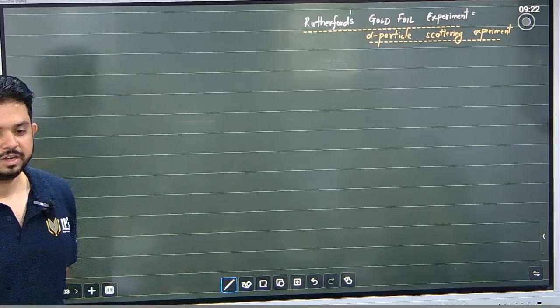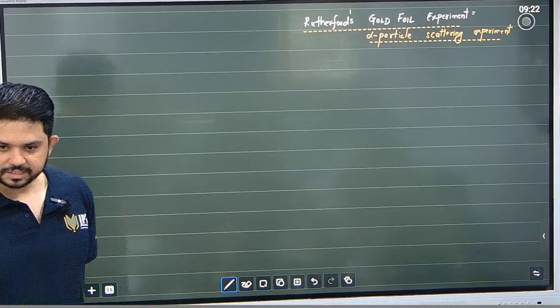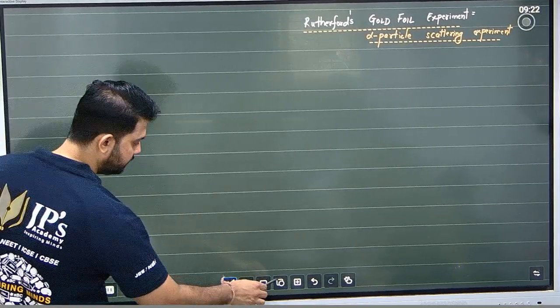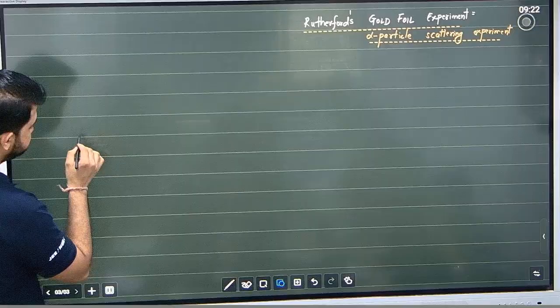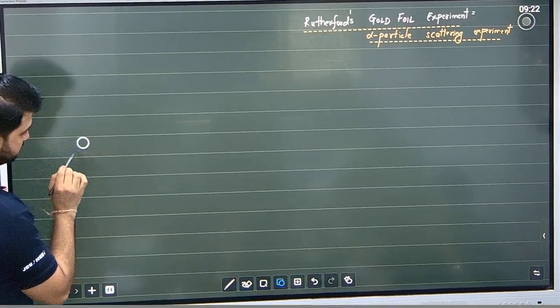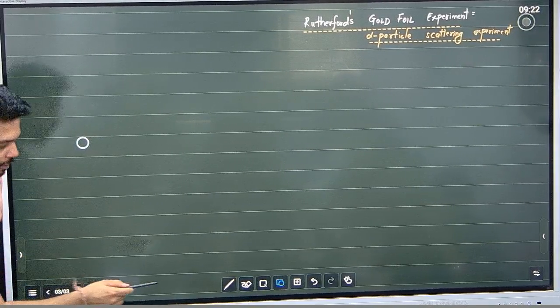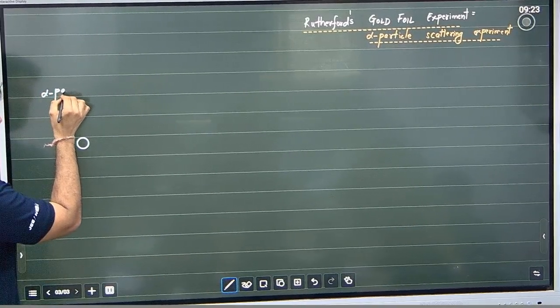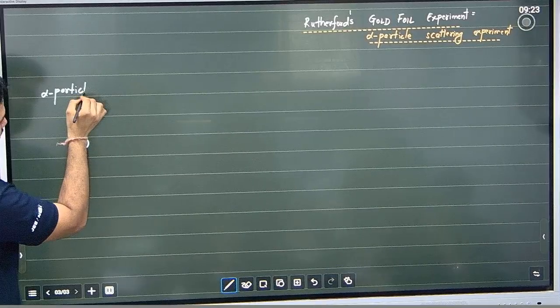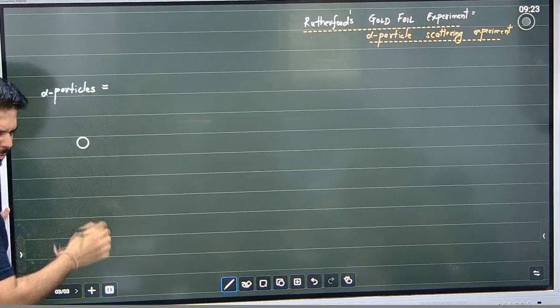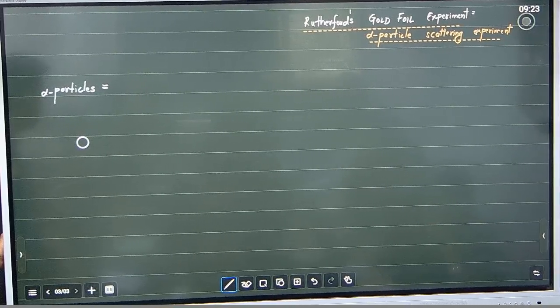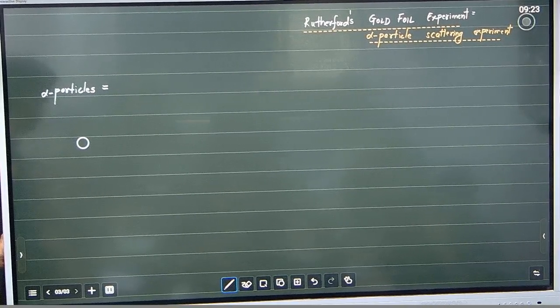Alpha particle experiment. चलो. Now, what we first need here is an alpha particle emitter. So हमने एक radioactive isotope लिया. ठीक है. So this emits what, people? It emits... I forgot what alpha particles were. They were doubly ionized helium nuclei.